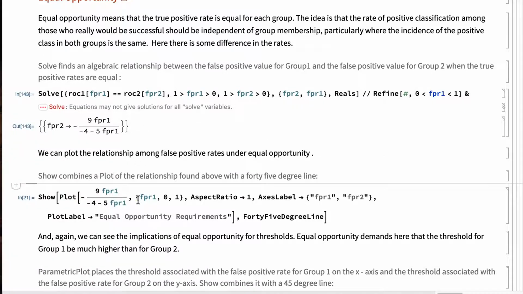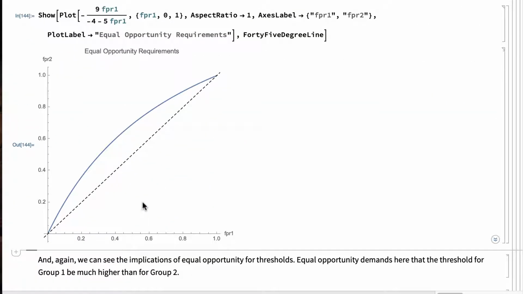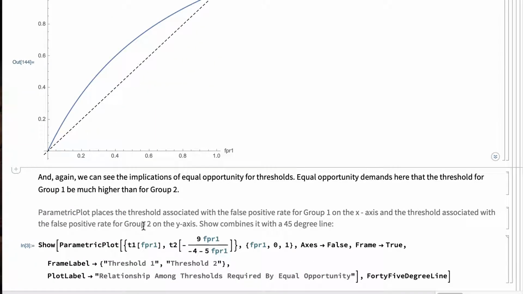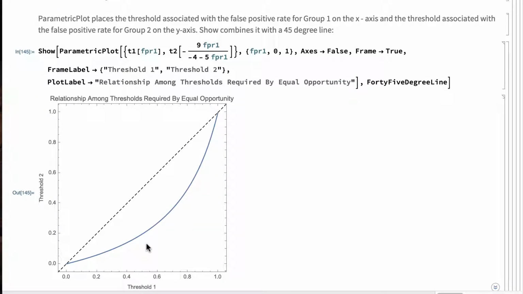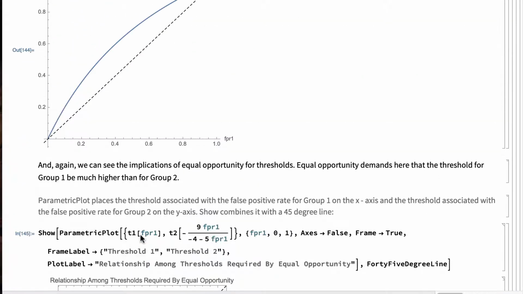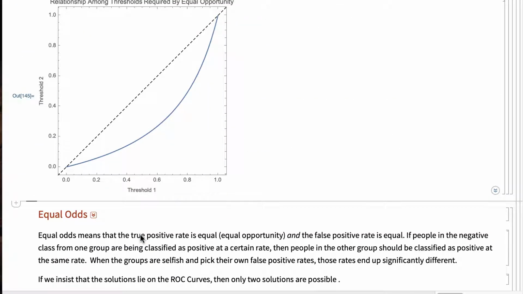We could plot it, and we could see that equal opportunity is going to demand that the false positive rate for group 2 be higher than it is for group 1, which is reciprocally going to mean, as I show you here, that the threshold for group 1 is going to need to be higher than it is for group 2. So equal opportunity, again, is going to have that affirmative action flavor to it, at least in the scenario that we've been setting up here.